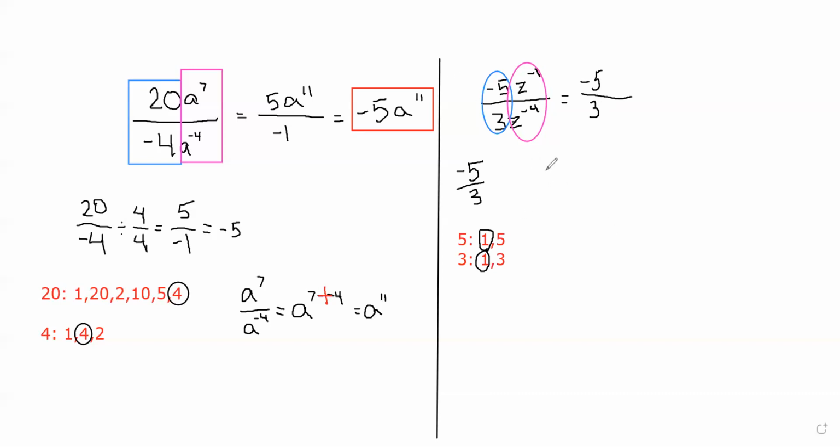Meanwhile, I got my z's here. Is everyone cool with that? That negative 5 over 3 can't be reduced, unlike the 20 over negative 4? All right, so meanwhile, I got my z's here. Z to the negative 1 over z to the negative 4. And again, before you start worrying about applying your negative, let's see what happens when we apply our division rule.